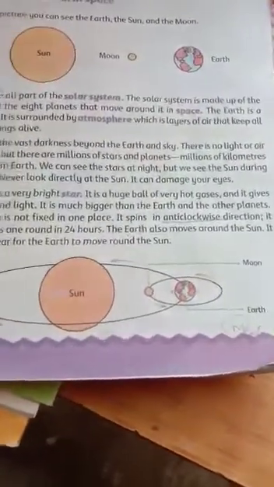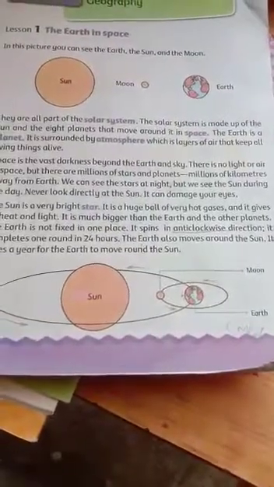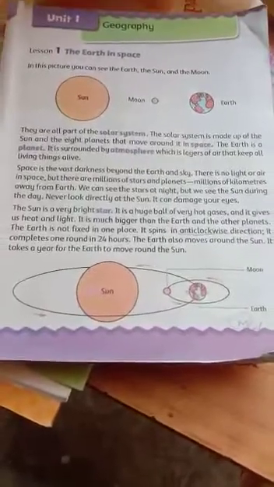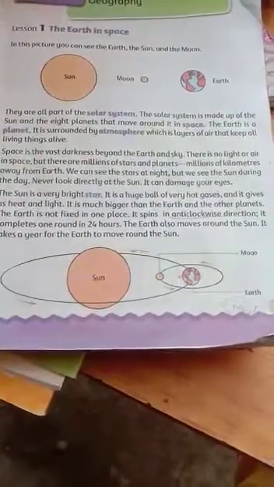The Earth is not fixed in one place. Actually, the Earth is never fixed in one place. It revolves around its axis and revolves around the sun also. It spins in an anti-clockwise direction. Like the clock in our homes, you can see the clockwise direction of the clock and also the anti-clockwise direction. It completes one round in 24 hours. One round of the Earth completes in 24 hours.